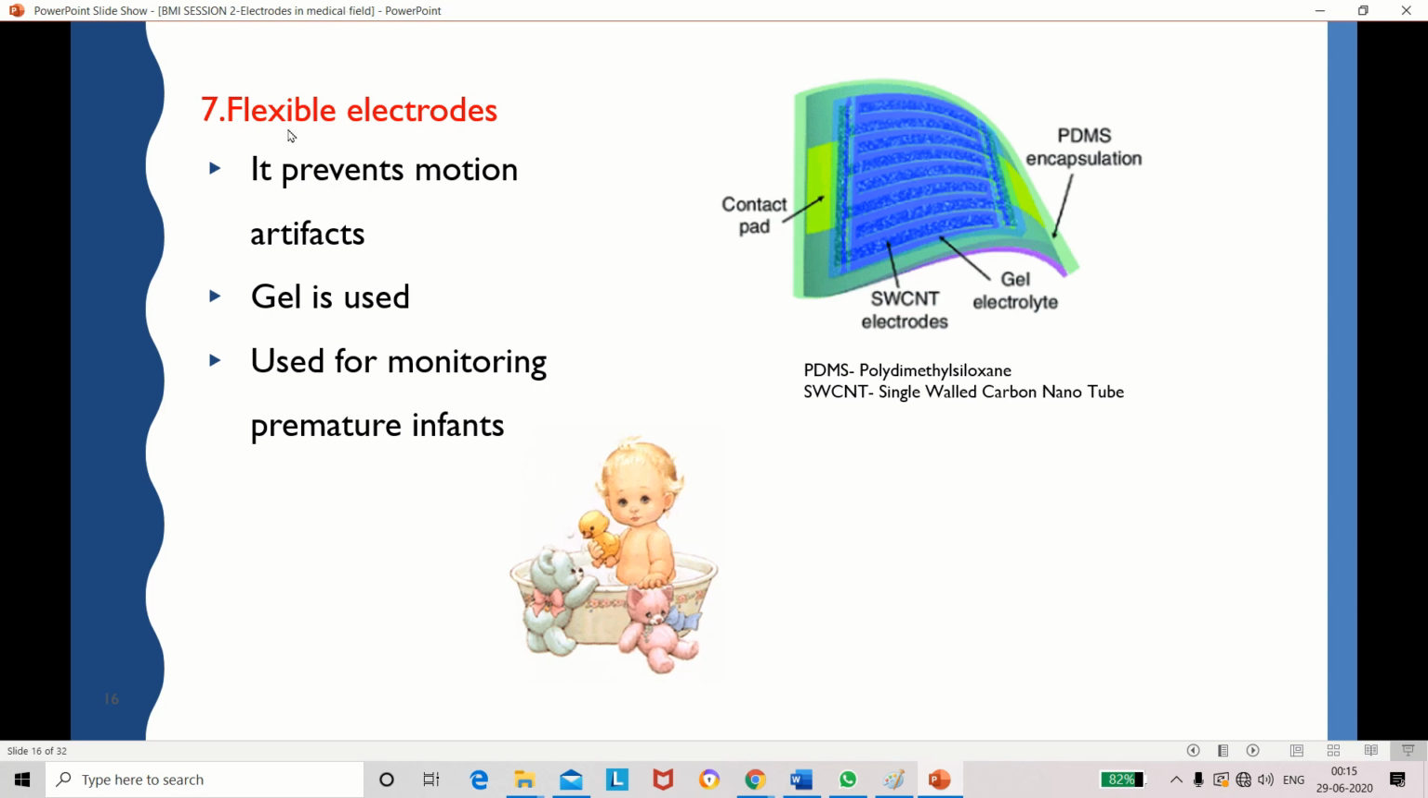So these flexible electrodes have a very good advantage. They won't give any irritation. So that is the only reason we are using this for premature infants.